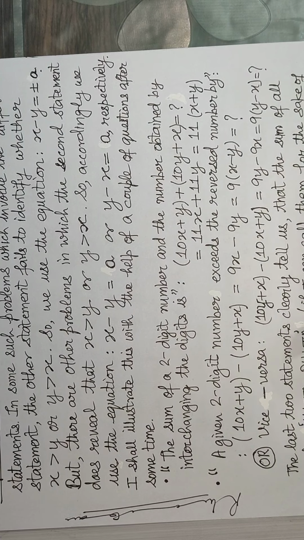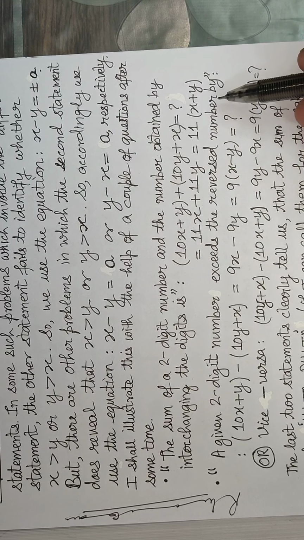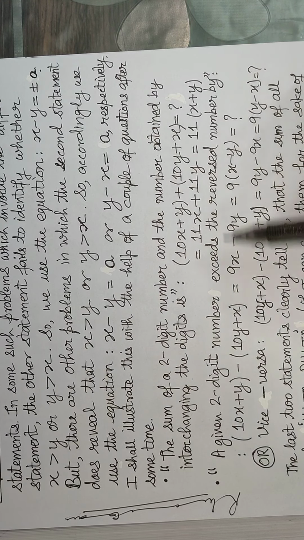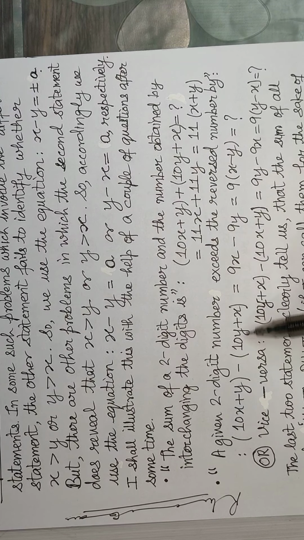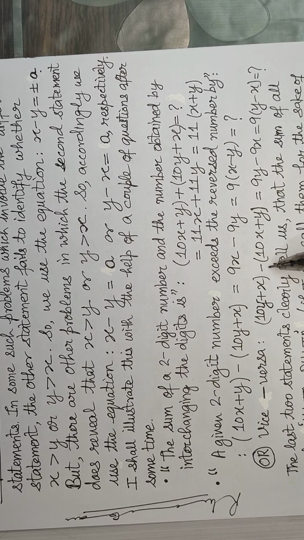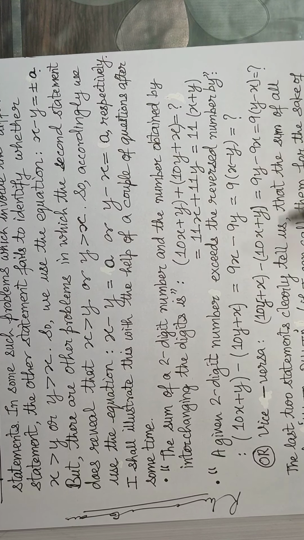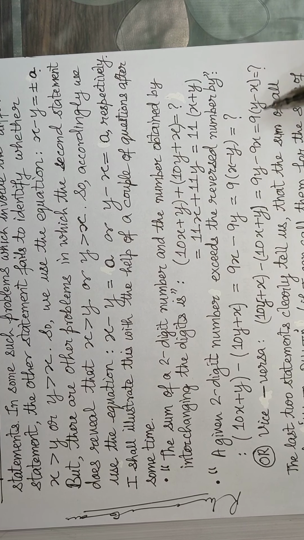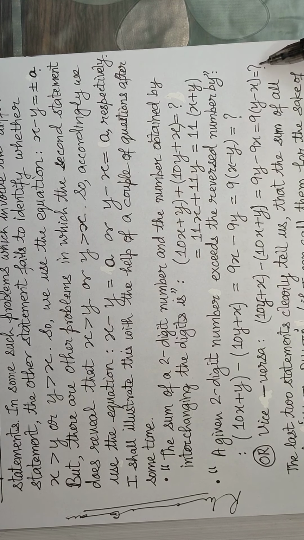Or it can be otherwise also, like the number obtained by reversing the order of the digits exceeds the given two-digit number. So in that case you will have 10y plus x minus (10x plus y). So now you get 10y minus y equal to 9y and x minus 10x equal to minus 9x. So we have 9 common, 9 times y minus x equal to the given difference.